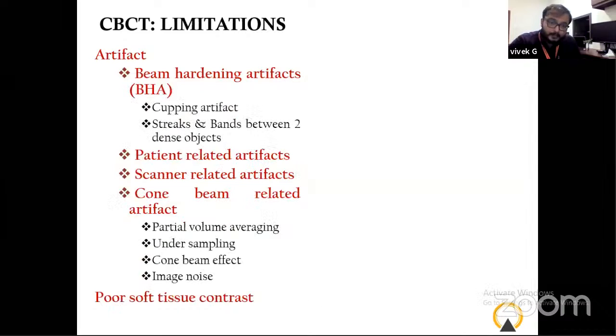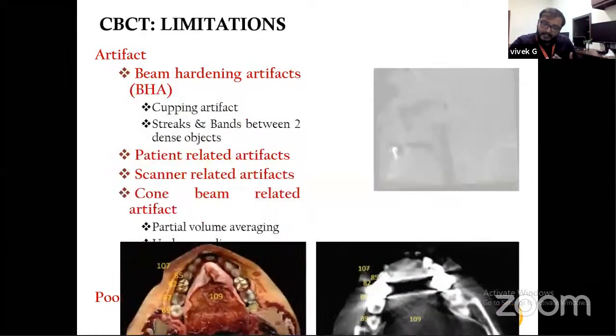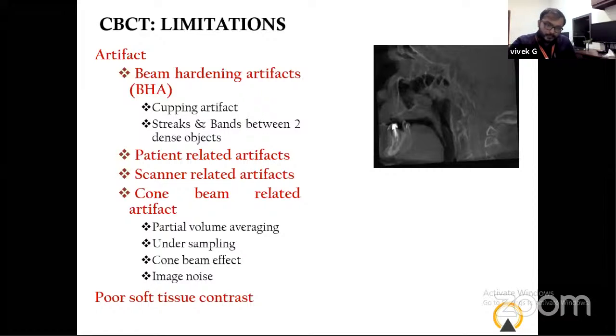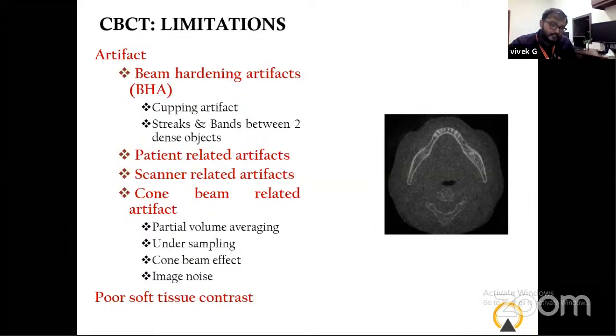So it's always better to remove the metallic objects or GP points and cones if you're going for a re-evaluation with your CBCT. Then again, if the patient is moving too much, patient-related movement artifacts obviously are there. Then again, scanner-related artifacts. We always calibrate our machine every week in our center. So that is how you need to control the scanner-related artifacts. So those are the limitations of CBCT.